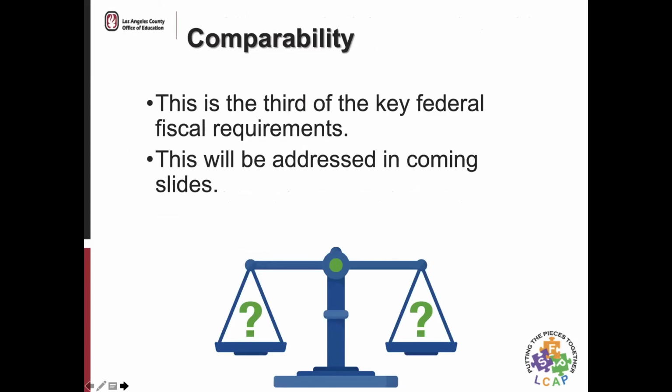And so this is the third key, because it was supplement not supplant, comparability, maintenance of effort. They're the three biggies that you kind of look at for federal programs, particularly Title I. But comparability, we're going to talk about it in a little bit, but essentially comparability has to do with providing, very much like the methodology, comparable services to your Title I schools. And we'll take a look at that. And this is done at the school level.